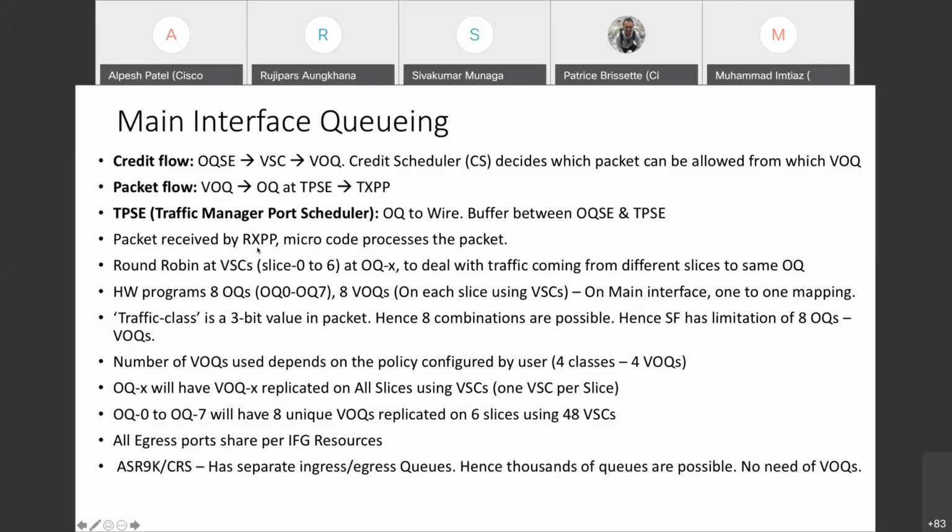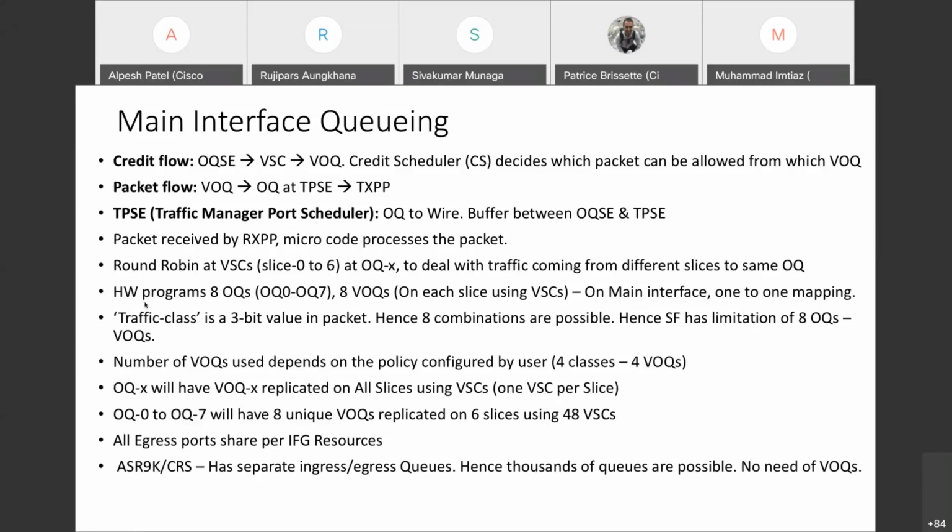So the packet is received by the RxPP, the microcode processes the packets, and then in a round robin fashion, the VSC from slice 0 to 6 on the output queue X. We took the example of output queue 0, talking with VOQ 0 to VOQ 7 in the round robin fashion. But again, there is a scheduler per interface group, and that scheduler works with the VOQ along with all the incoming slices. So hardware programs the 8 output queues, output queue 0 to output queue 7, and 8 VOQs on each slice using the VSC.